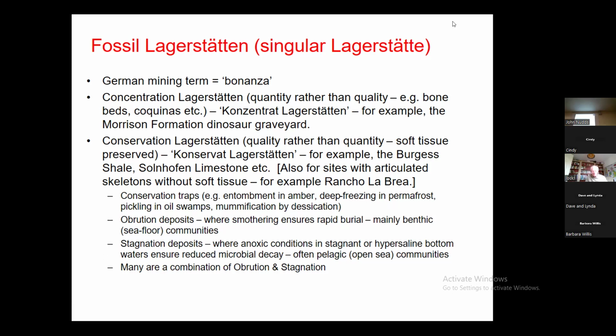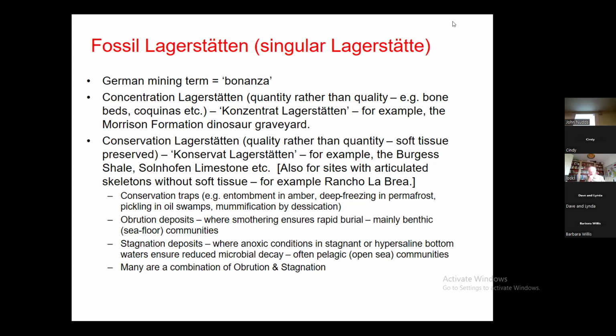instances. Most of those that we know are either these obrution deposits, so that means burial really, and really rapid burial is always required in the soft tissue preservation. Again, the finer the grain of the sediment, the more efficient it will be at keeping the oxygen from the carcasses. And so rapid burial is usually required. And the obrution deposits usually sample near shore, shallow water, benthic seafloor ecosystems.